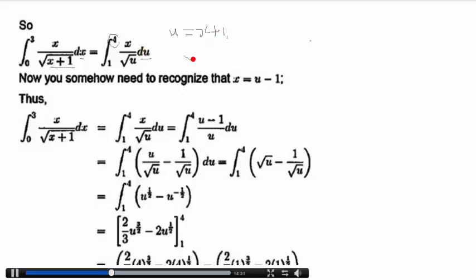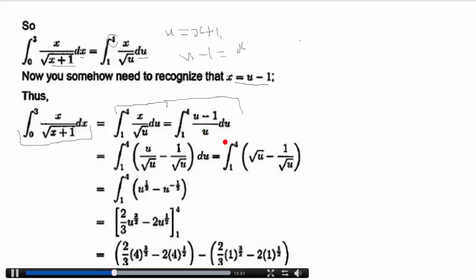So in our case, u minus 1 is equal to x. I took this plus 1 to the other side, which became minus 1. So x is equal to u minus 1. Thus, our general formula, we have written this exact same question in terms of this.